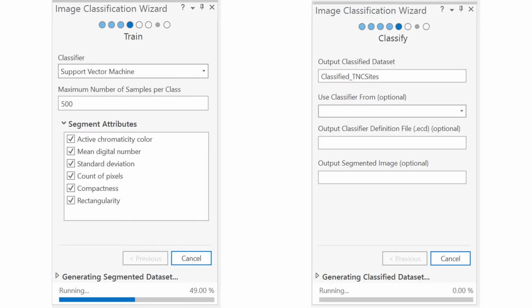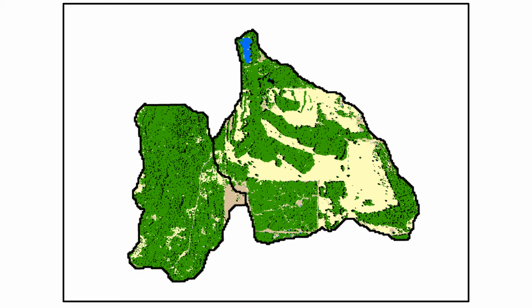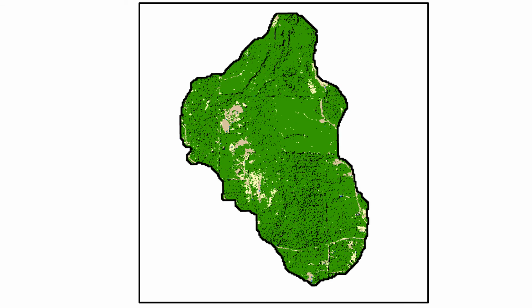Once I had the classifier trained, I was able to run the classify tool. I just named the output classified dataset, and this is what I generated. So this is the classified dataset for Juniper Creek, and this is the classified dataset for Little Pine Knot Creek.